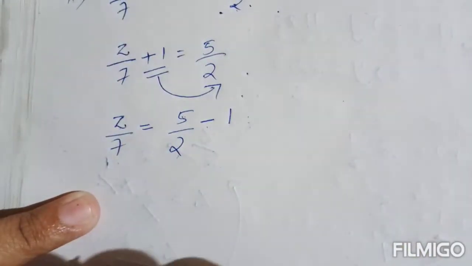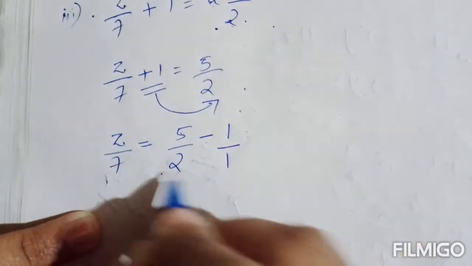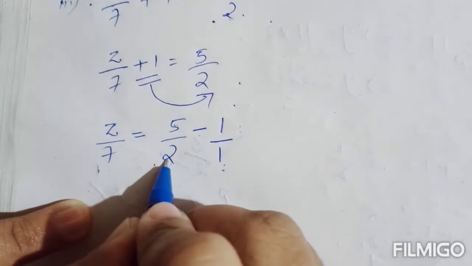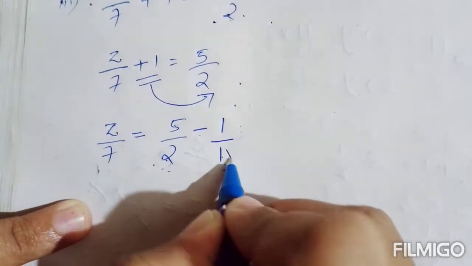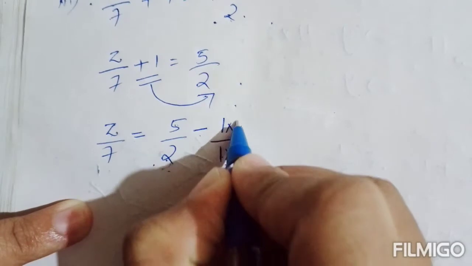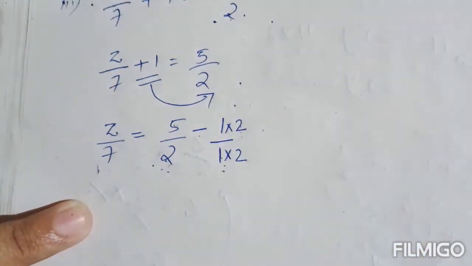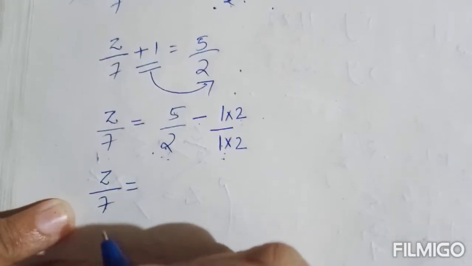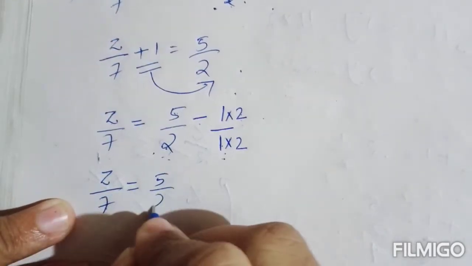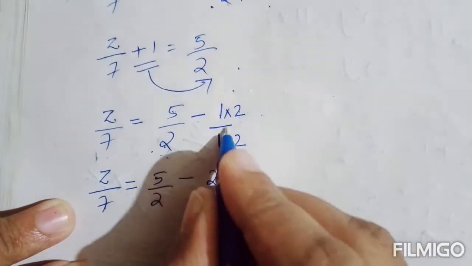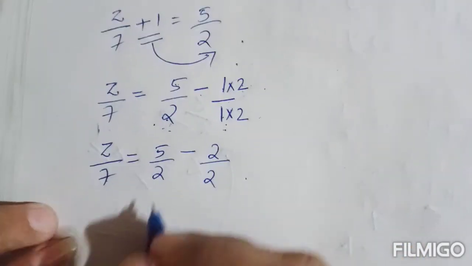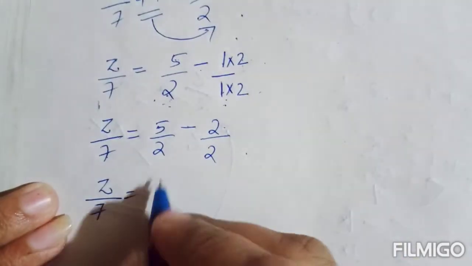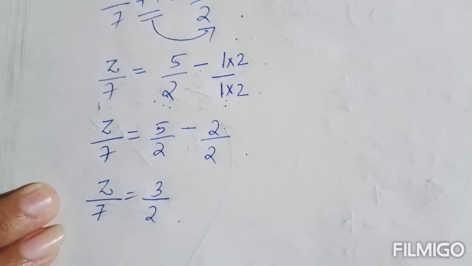5 by 2 minus 1. The LCM is 2. Now make the denominators equal to the LCM. Here no need to change. Here 1 into 2 you will get 2. So this 1 also you multiply by 2. Now z by 7 equal to 5 by 2 minus 1 into 2, 2 by 1 into 2, 2. What you will get: z by 7 equal to 5 minus 2 by 2. That is 3 by 2.